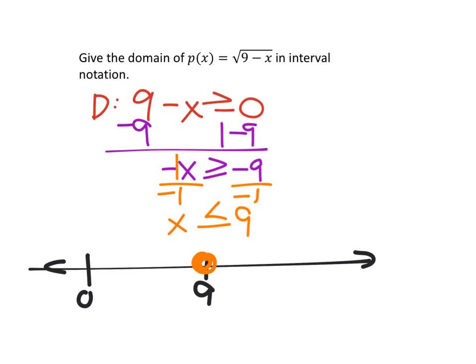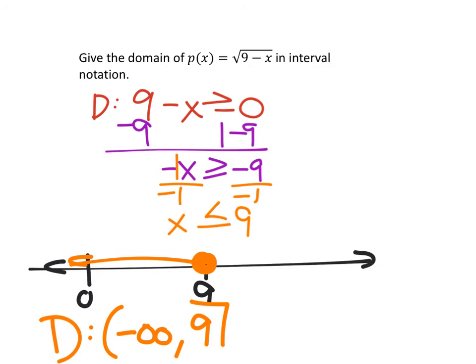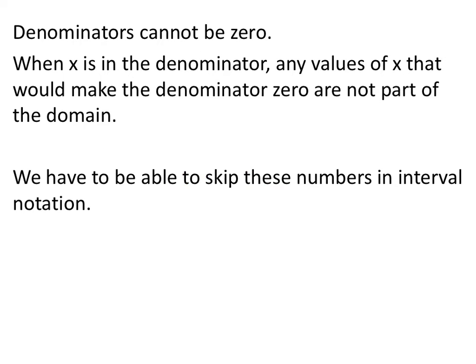Right, you'd have a closed circle at 9. It's not eating the x, so it goes to the left, which means the domain includes everything to the left of 9, all the way to -infinity, going to the right to 9, which is included, so we put a square bracket on that.